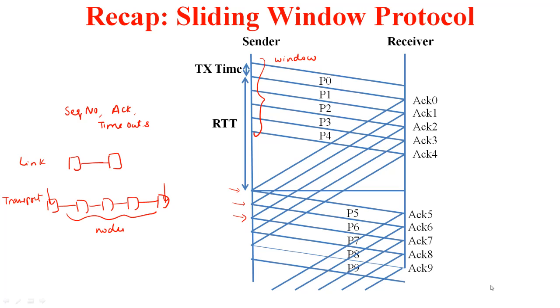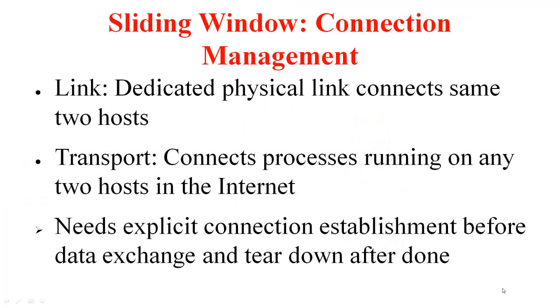So given this, can you think of at least two ways in which the sliding window at the transport layer differs from sliding window at the link layer? I'm not talking conceptually, I'm talking more about what challenges it will pose implementing sliding window at the transport layer. Quite a few challenges. One is related to connection management.